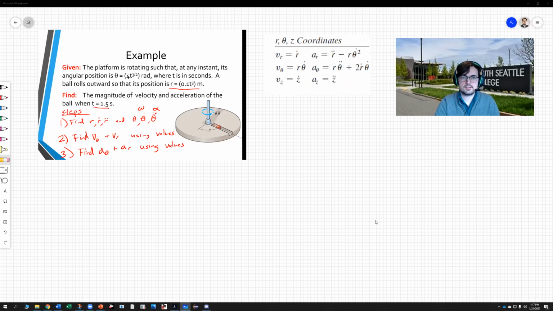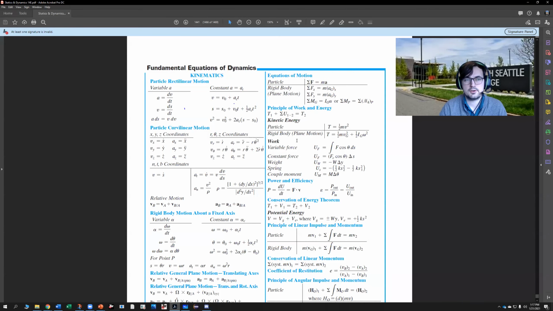All right, so now that we have this pulled up on our whiteboard, we've set up our method, let's go ahead and start solving this. The first thing I want to do is find these relationships. These relationships are pretty easy to find in the inside cover of your book. You'll find the fundamental equations of dynamics.